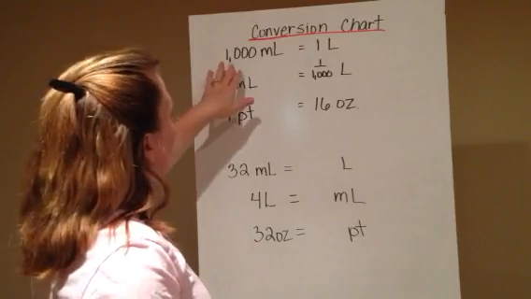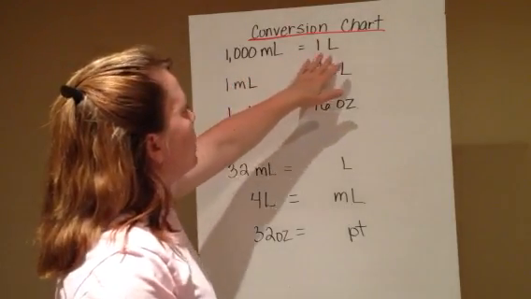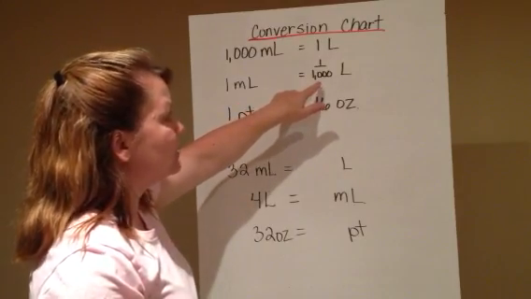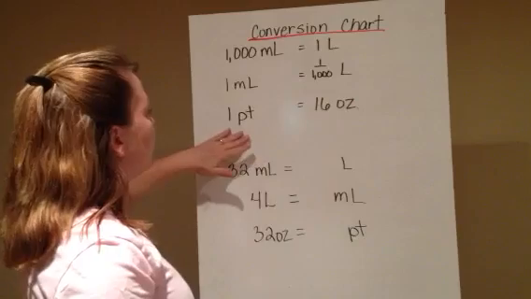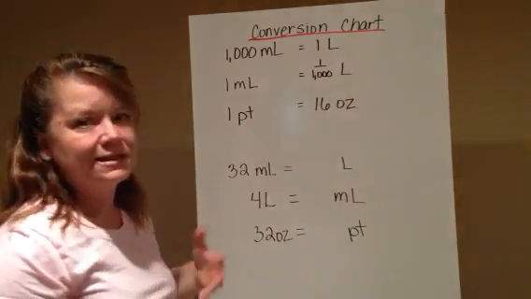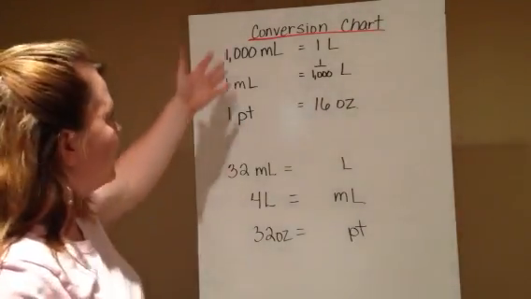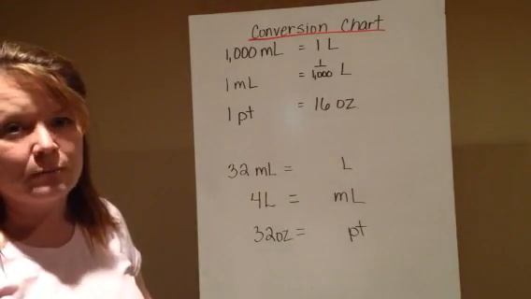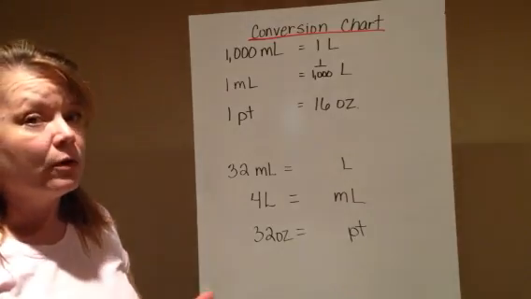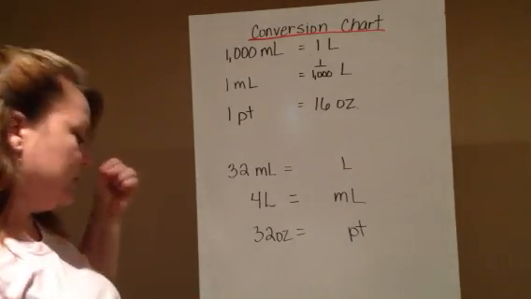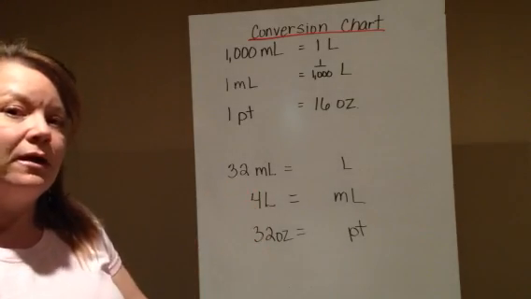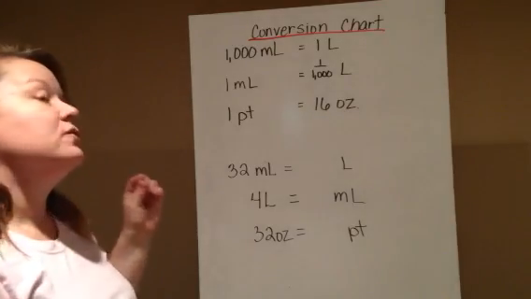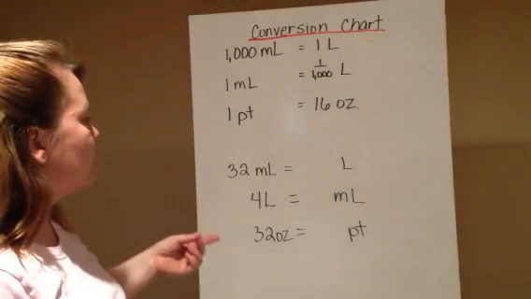So if we have 1,000 milliliters is equal to 1 liter, 1 milliliter is equal to 1/1000th of a liter, and 1 pint is equal to 16 ounces. Okay, we might have a chart like that, and then they would give us some problems that we would have to use that chart to make those conversions. Again, if you can remember the small unit to the big unit, you're going to divide, and the big unit to the small unit, you're going to multiply. That's going to help you.